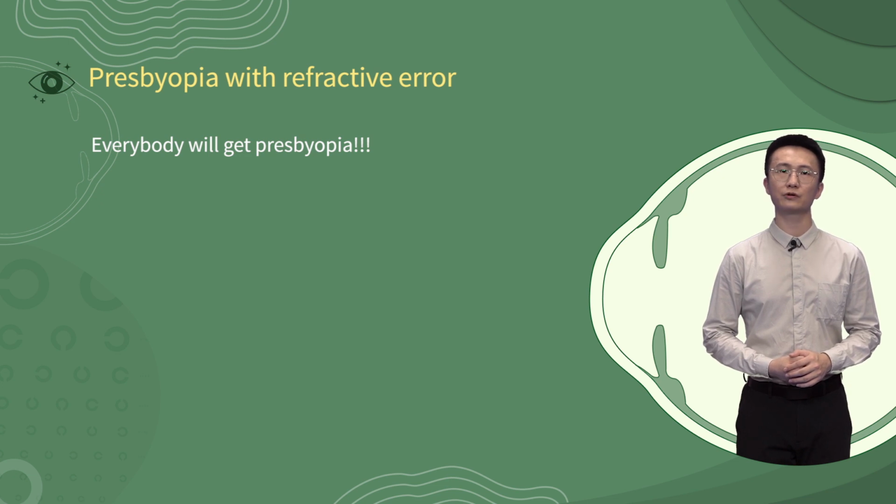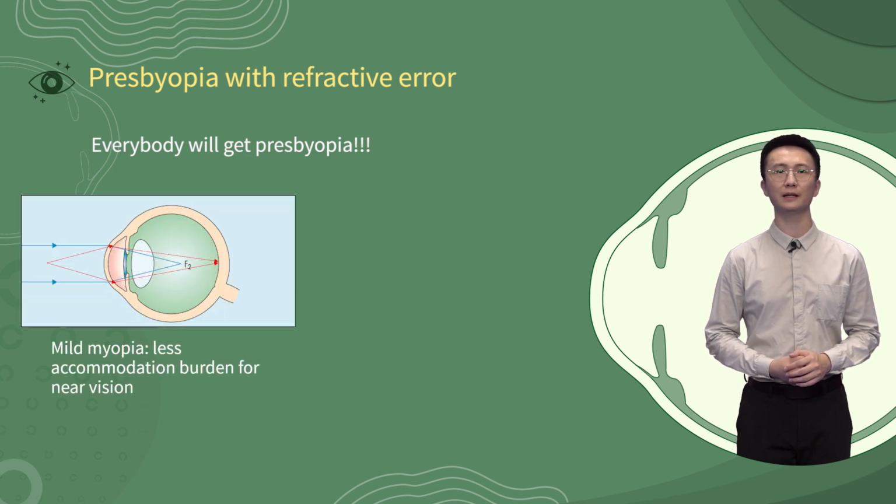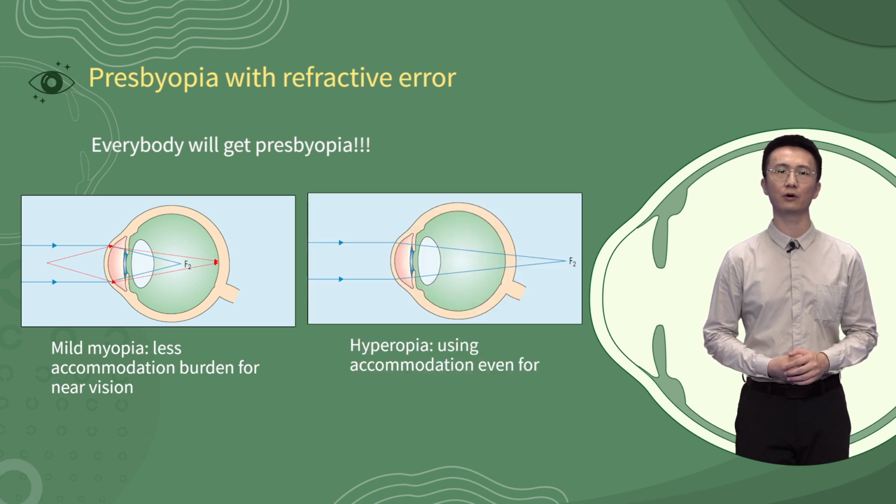Indeed, the age of onset of presbyopia depends on the original refractive error. Myopes may delay symptoms of old sight since they only need little accommodation for near reading. In contrast, patients with latent hyperopia may present with premature old sight, usually younger than 40 years old. That is because they already use a portion of accommodation reserved to focus at distance, and needless to say the difficulty of near reading.